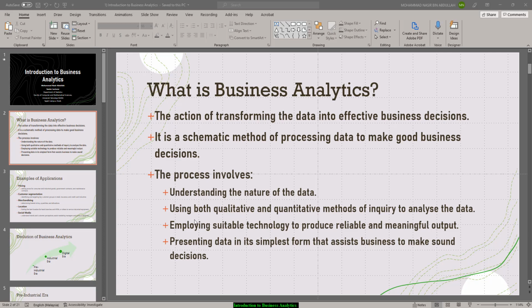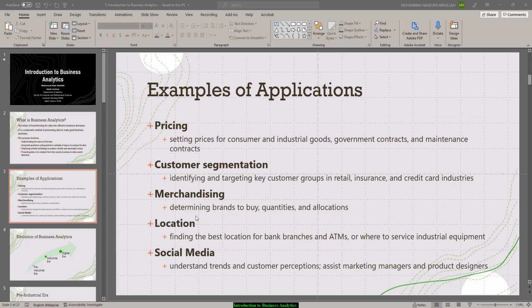Basically, all these processes are interrelated with statistics, because the definition of statistics itself is how we collect the data, organize the data in a proper form, analyze the data, and interpret and present the data, right? So basically, we need to understand that business analytics is interrelated to the process of statistics.